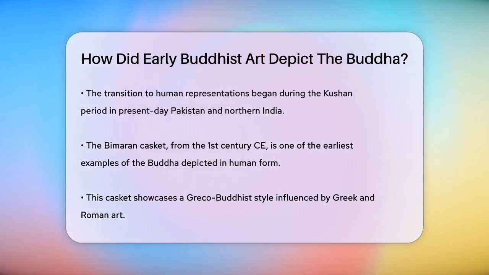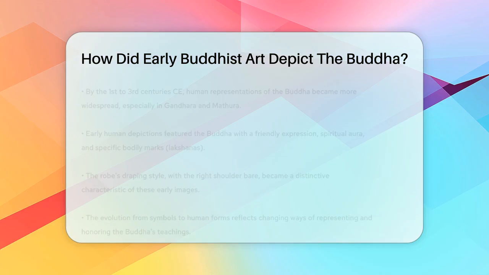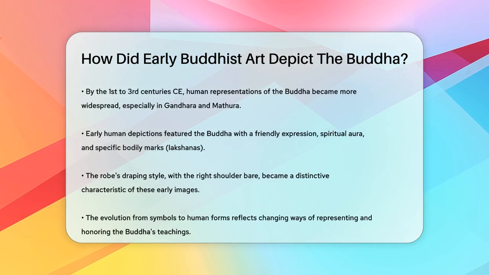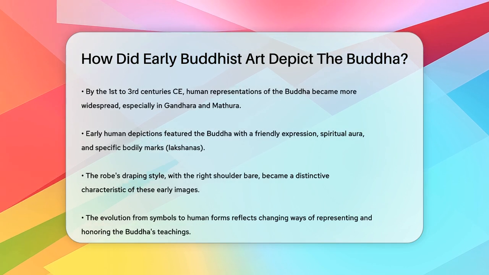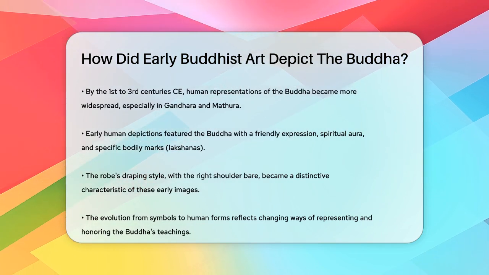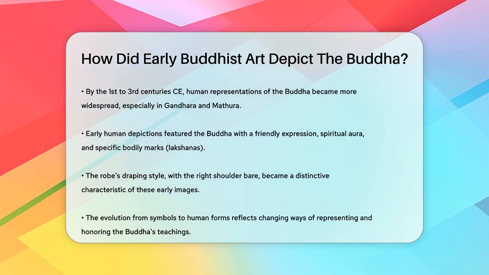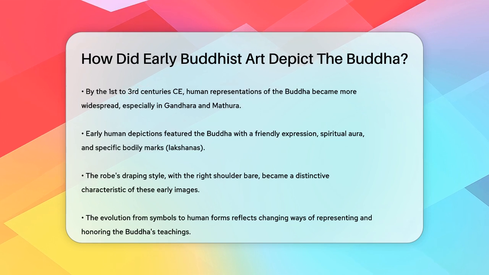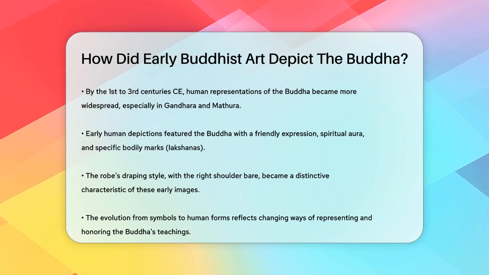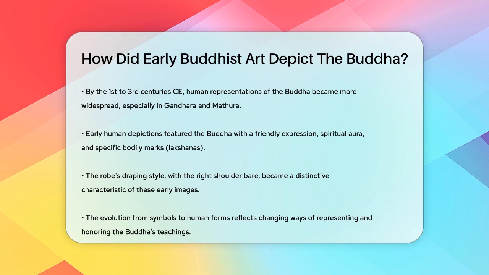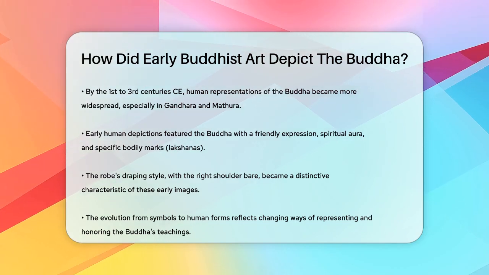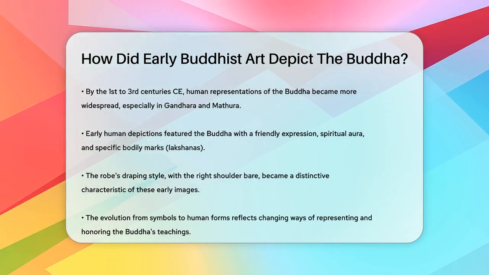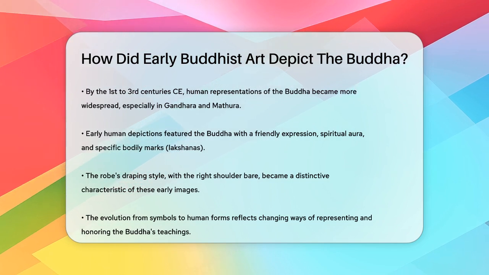art. By the 1st to 3rd centuries CE, images of the Buddha in human form became more common, especially in the regions of Gandhara and Mathura. These images often featured the Buddha with a friendly face, spiritual aura, and specific bodily marks known as lakshanas. The way the robe was draped, leaving the right shoulder bare, was also a distinctive feature of these early depictions.